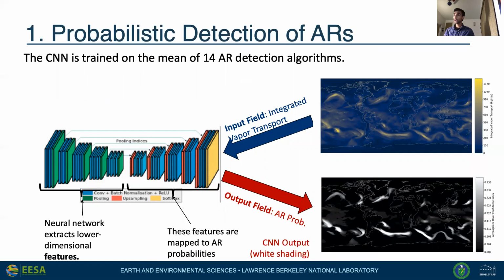Here, the convolutional neural network, or CNN, is trained on the mean of 14 detection algorithms. So a 0 represents 0 of 14 algorithms identifying an atmospheric river, and a 1 represents all of them identifying an atmospheric river at a location. Crucially, this field is continuous from 0 to 1. We show that neural networks first extract low-dimensional features. A low-dimensional feature is a concise representation of the input integrated vapor transport field and successfully matches that to the probabilistic identification of an atmospheric river.